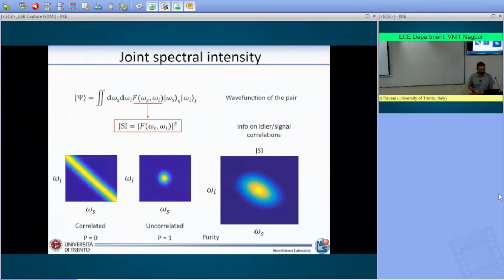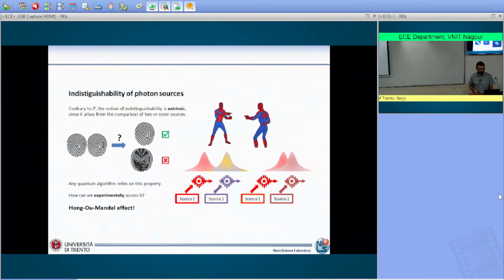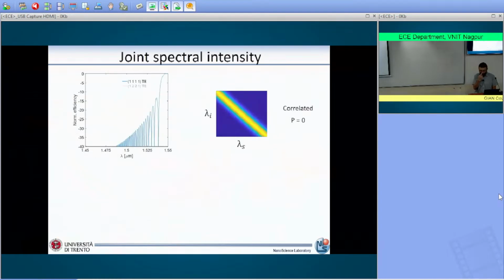In order to achieve that, we use our spontaneous four-wave mixing source. Let us see what we get in the case of intramodal four-wave mixing, meaning that all the photons are in the same optical mode. The result is a joint spectral intensity of this shape, and therefore we have very correlated photon pairs, so the purity of the source is extremely low.